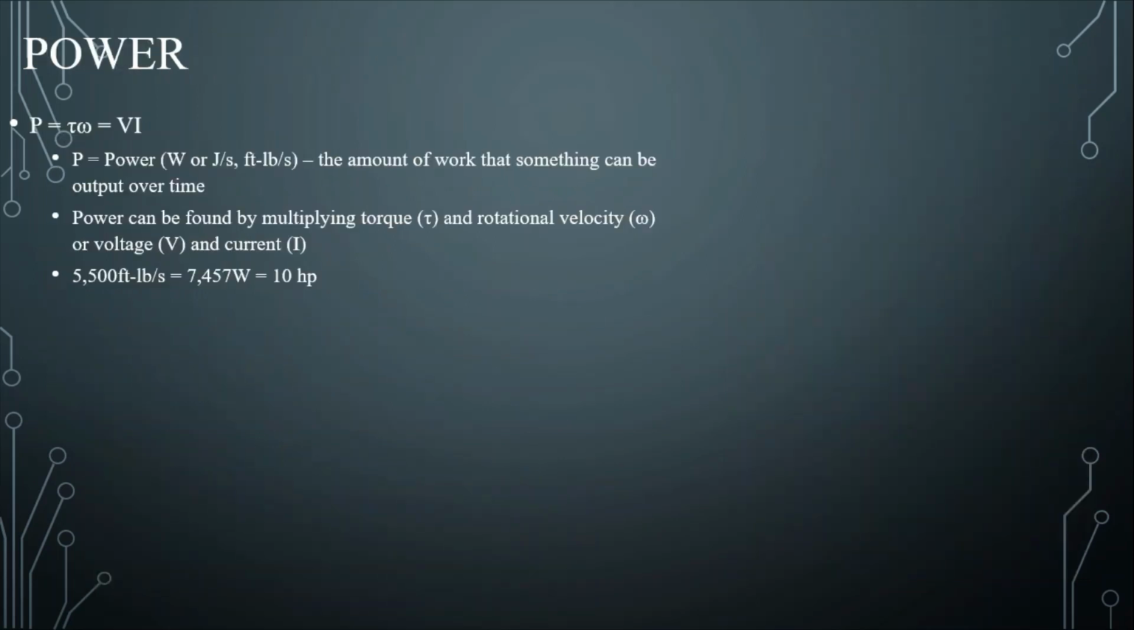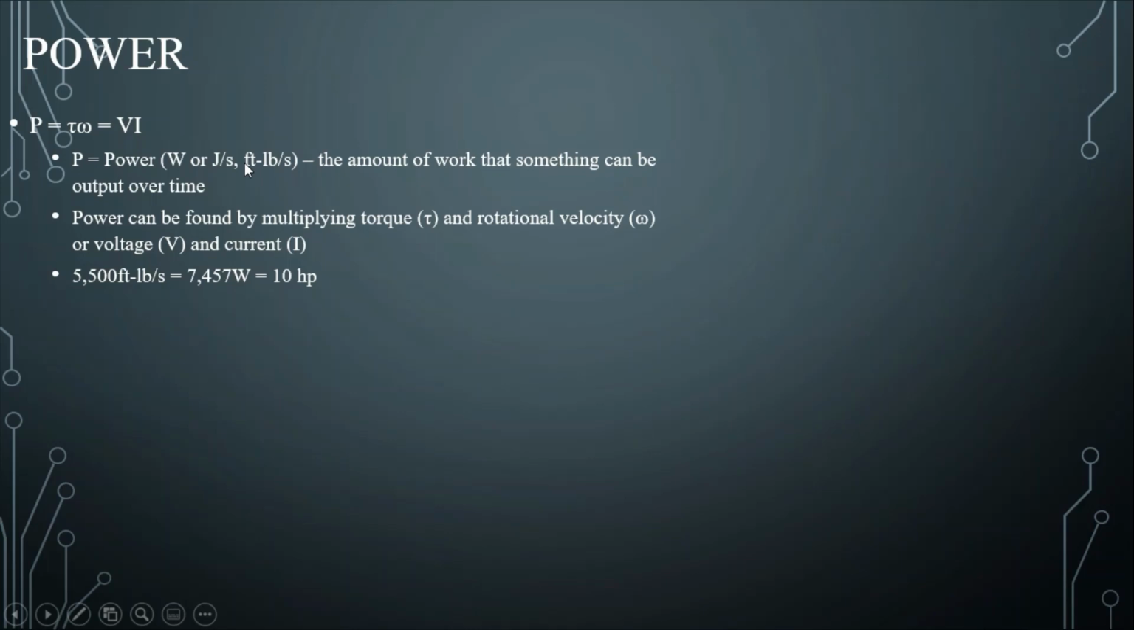Now we can finally get to power. So power is equal to torque times rotational velocity, or voltage times current, and that's where the joule over coulombs and coulomb over seconds come in, because if you multiply those, the coulombs will cancel out, and you'll be left with joules per second or watts.